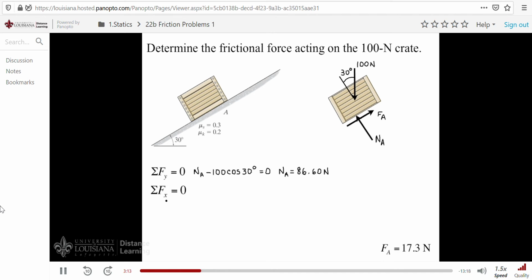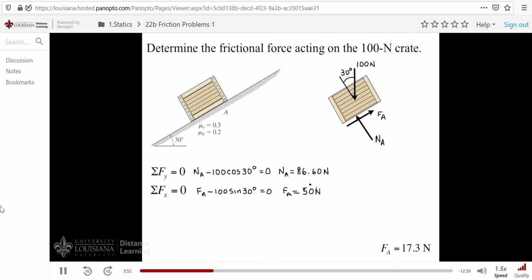Now we'll sum along the x direction. Again, positive up the plane. So we have F sub A minus 100 times the sine of 30 degrees. And this equals 0. Solving here, we get the result. The force of friction, in order to keep the crate from slipping down the plane, has to be equal to 50 newtons. Is that possible?